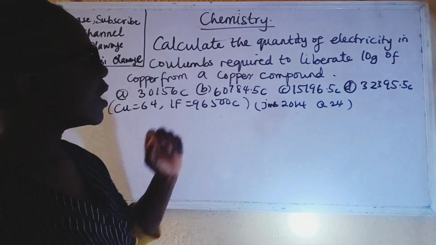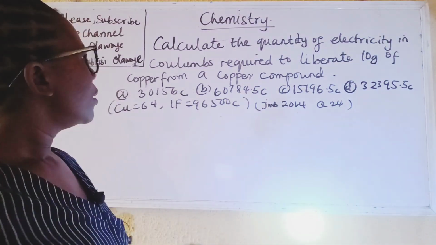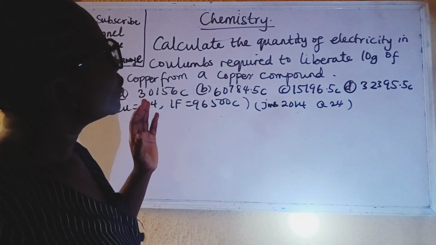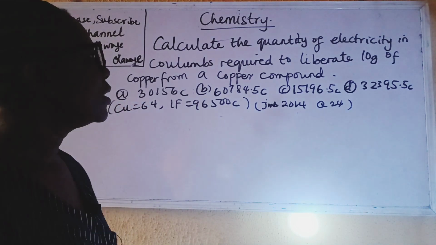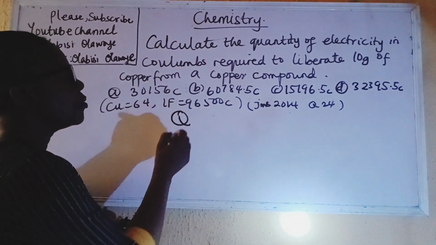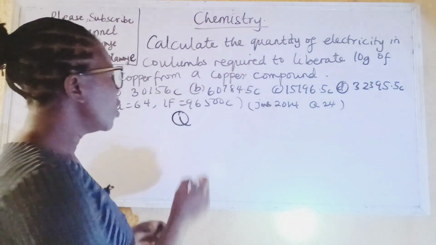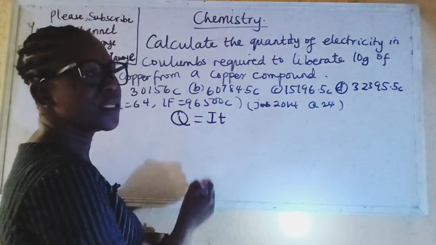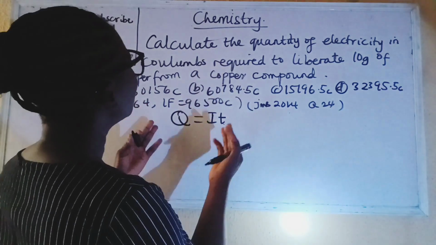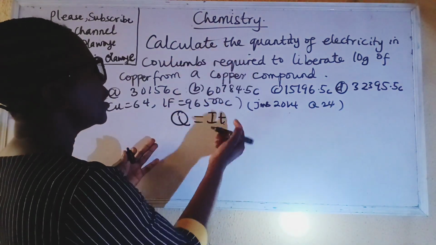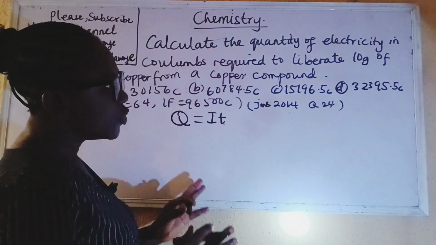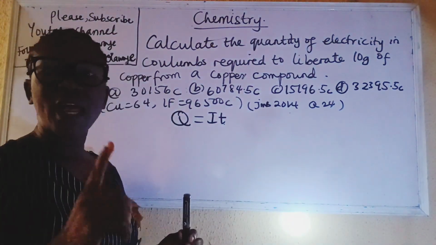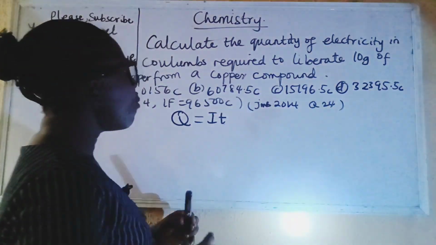Assuming you are given a question on calculating the quantity of electricity required to liberate a certain mass of copper, how do we attempt this question? Now, if we are to calculate quantity of electricity, it is represented as Q, and the unit is coulombs. So Q equals current multiplied by time, which must be in seconds. Now, let's look at the question. Is anything like current and time in the question? No. But we were asked to calculate quantity of electricity required to liberate 10 grams of copper.